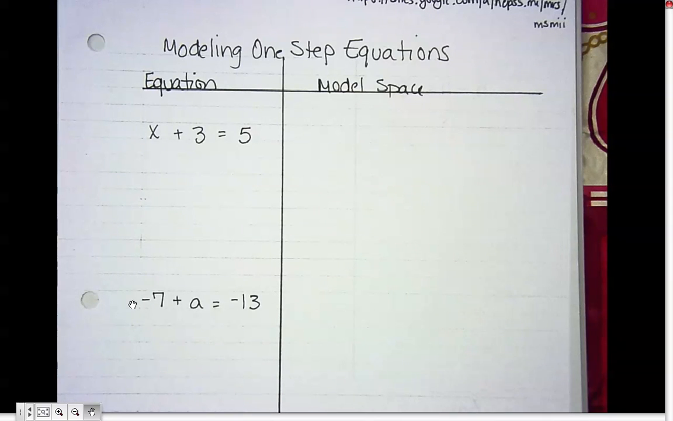Welcome to Modeling One-Step Equations. We're going to be doing two things at once. We're going to model the equations with the pieces that you have, and we are also going to write out the work that you would do for these with pencil and paper for when you're not using the pieces anymore.